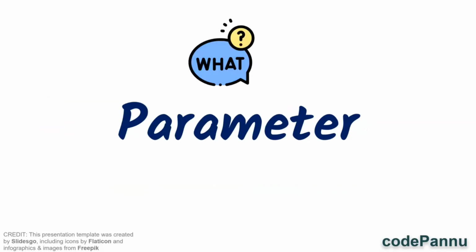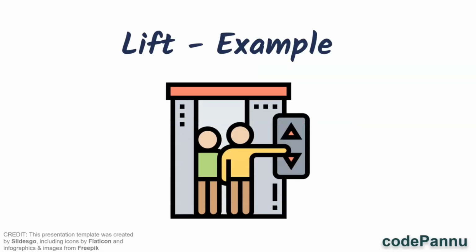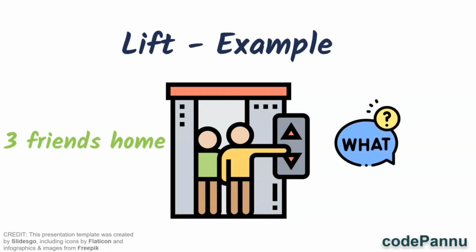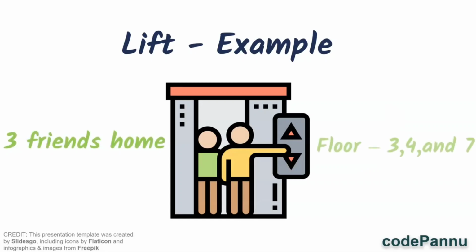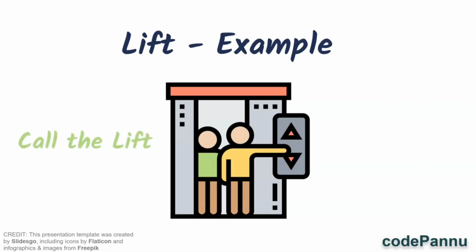Once again, we are going to take our lift example. When you want to go to 3 of your friends' homes in the same building using the same lift, what will you do? For example, your friends live on floor numbers 3, 4 and 7. So, you will call the lift and press the button for that floor number and go to that floor to meet your friend, correct? Let me explain it even more clearly.